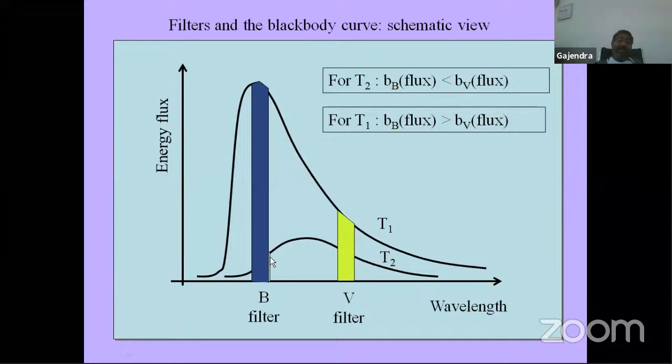But look at the ratios. Here, a hotter star has more flux both in B filter and V filter compared to a cooler star, T2. But look at the energy flux in T1: the B flux is more than the V flux. But in a cooler star, the B flux is less than the V flux. So this ratio tells us whether the star is hot or cool. That is why we brought the color into the picture. That is B minus V color, or the ratio of flux in B to V. Okay.